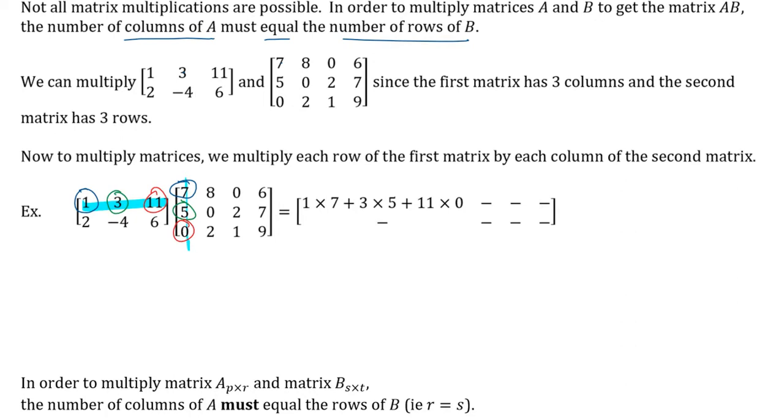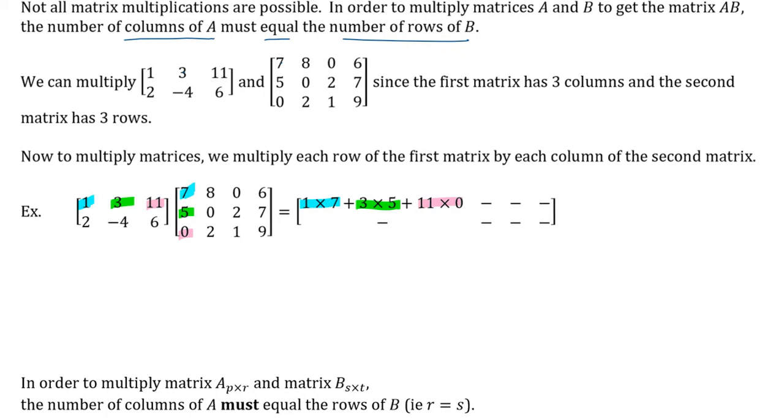And so I do 1 times 7, which is 1, and let me do this again and color code it. 1 times 7, 3 times 5, and 11 times 0, and then I add them together. And this looks familiar too. It kind of looks like the dot product, doesn't it? And that's not exactly an accident.